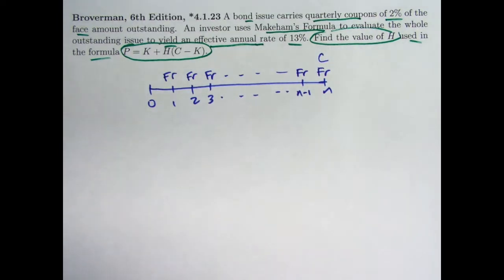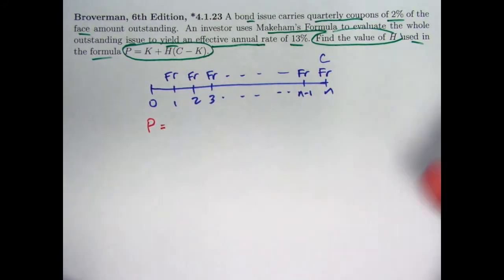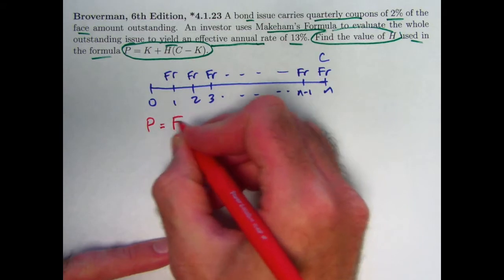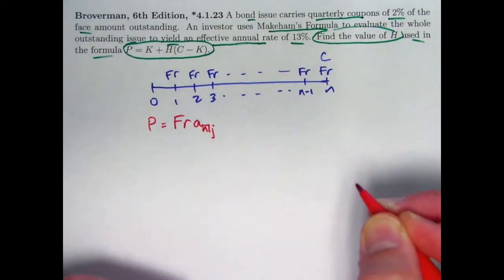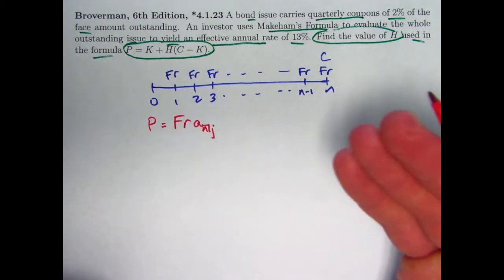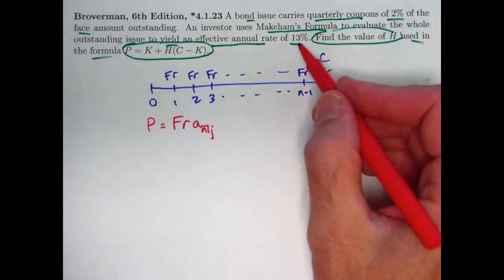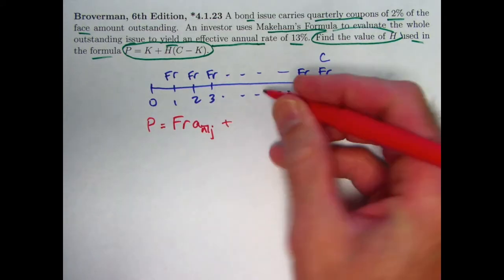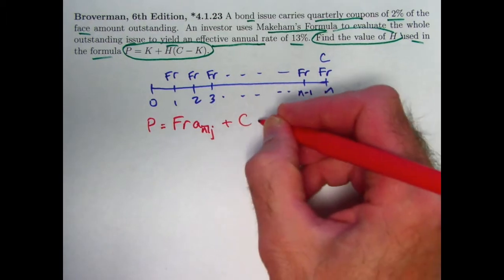So what is the price? P. The price is going to be the present value of all these amounts. Back at time 0, you've got this annuity immediate for the coupons, F times R, multiplied by a angle N at J for its present value, where N is the number of periods here, and J would be the effective periodic interest rate. That would be quarterly. In this case, it's not 0.13. We'll have to figure out what J is. Plus the present value of the redemption amount, C.